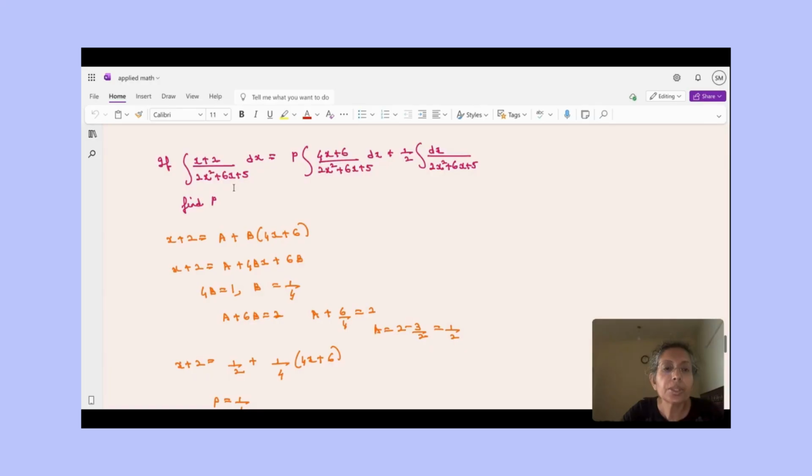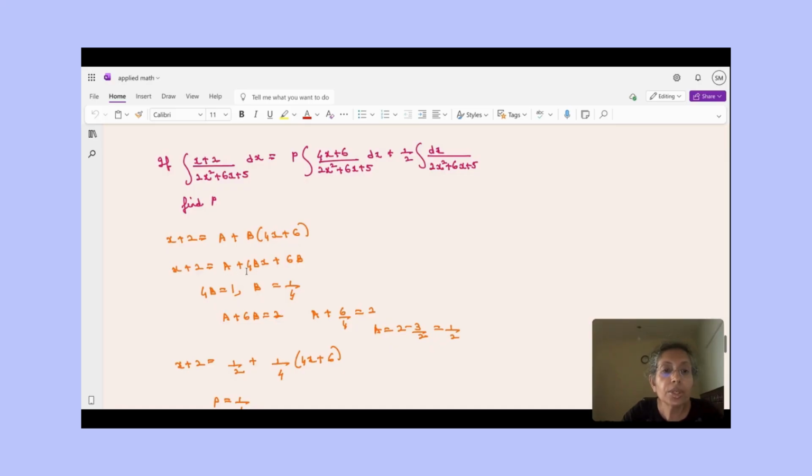If integral x plus 2 by 2x squared plus 6x plus 5 dx equal to p integral 4x plus 6 by 2x squared plus 6x plus 5 dx plus half integral dx by 2x squared plus 6x plus 5, find p. So this is linear by quadratic, so I write numerator as a plus b into d/dx of denominator.